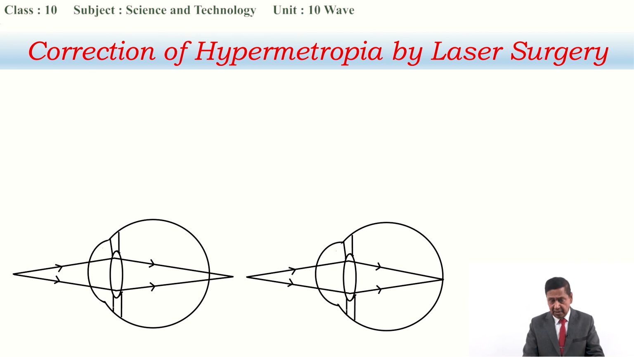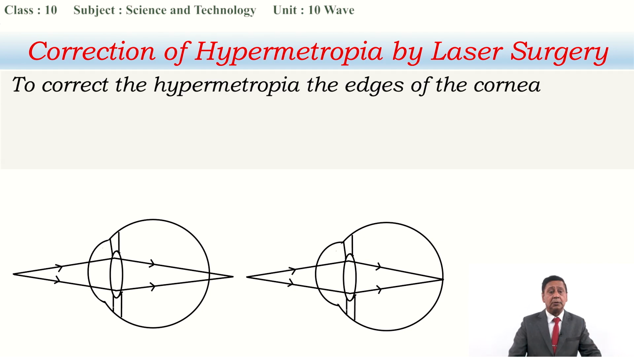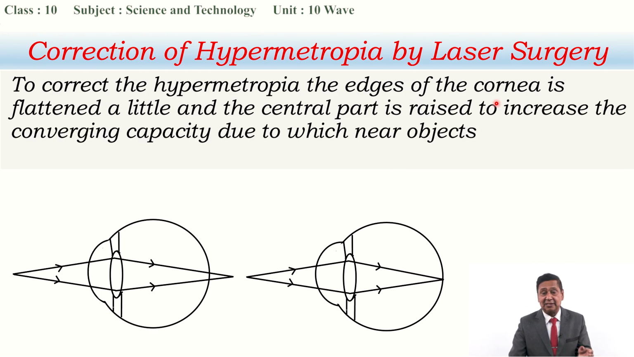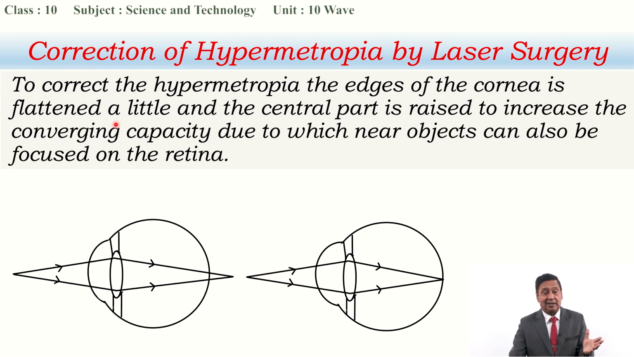It can be written shortly like this also. To correct hypermetropia, the edges of the cornea are flattened a little and the central part is raised to increase the converging capacity, due to which near objects can also be focused on the retina. This is the method of correction of hypermetropia. I have told you exactly what we do in this laser surgery.